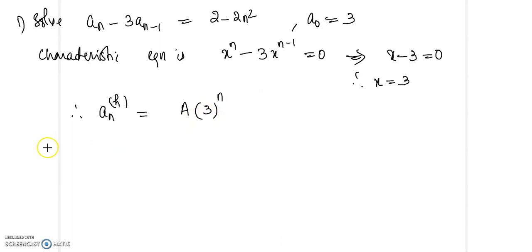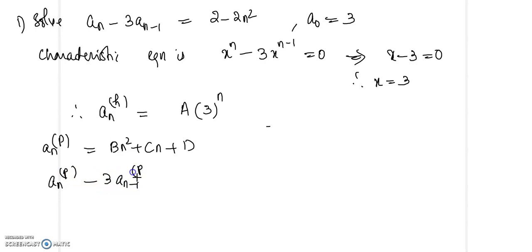Now here a_n^(p) will be a function in the form of 2 minus 2n squared. That means we have a polynomial in n. So let us take it to be bn squared plus cn plus d. And now we will substitute in this equation: a_n^(p) minus 3a_(n-1)^(p) equal to 2 minus 2n squared.